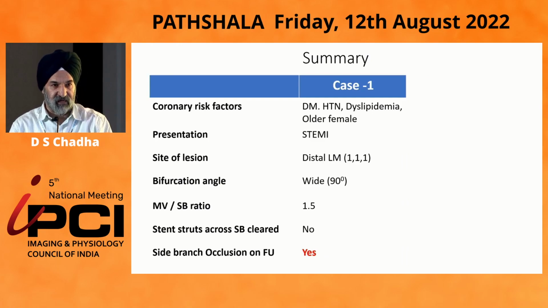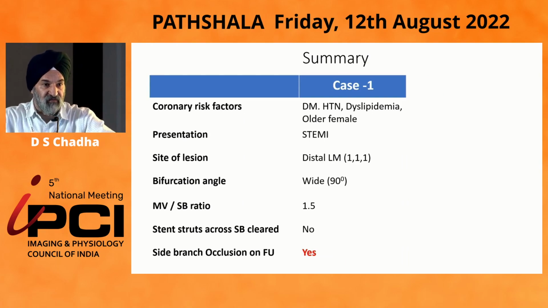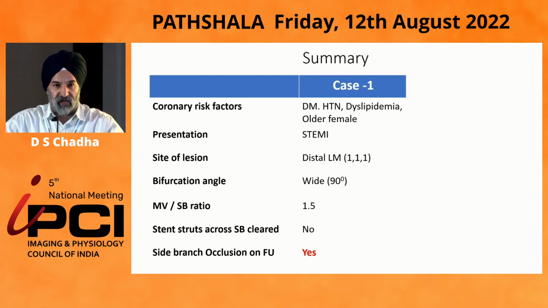So what I have presented to you is the section where we had a long-term follow-up for provisional stenting. I showed you one case where the side branch was lost post-provisional, and I showed you two cases where we did follow up a provisional stenting. Case one was a female, diabetic, hypertensive with dyslipidemia. She had presented with STEMI with distal LM Medina 111. She had a wide bifurcation angle.